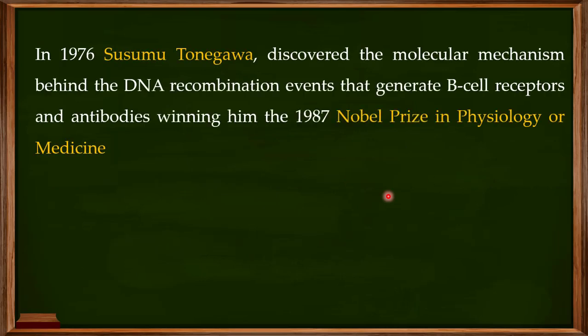Now, this is a very amazing discovery made by immunologists. In 1976, Susumu Tonegawa, you can hear a difficult name, discovered the molecular mechanism behind the DNA recombination events that generate these B cell receptors and antibodies. And for this astonishing and important discovery, he was awarded the Nobel Prize in Physiology or Medicine in 1987.